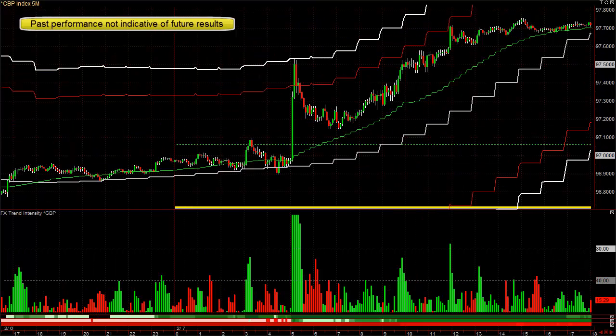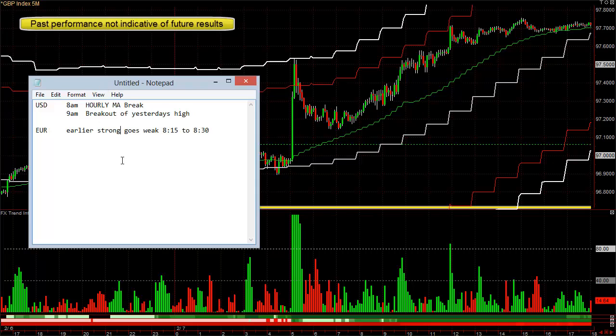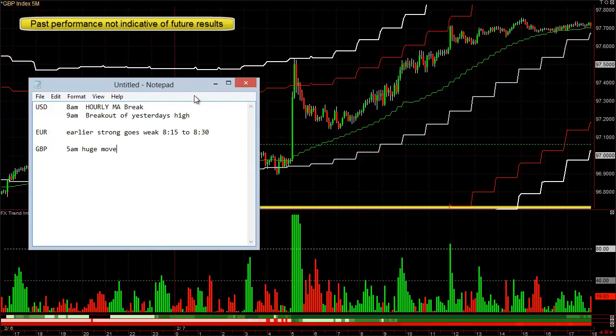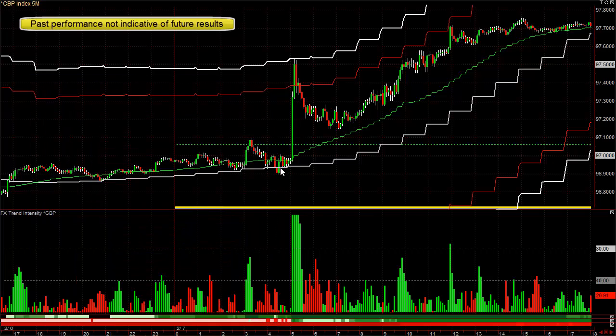Here's the pound. Just want to point out that at 5 a.m., now, if you're watching this, this is a 5-minute bar, but at some point early in that 5-minute bar, it broke the previous day's high, and it was pretty much sitting above the hourly moving average all day. So there was really no selling in the pound.